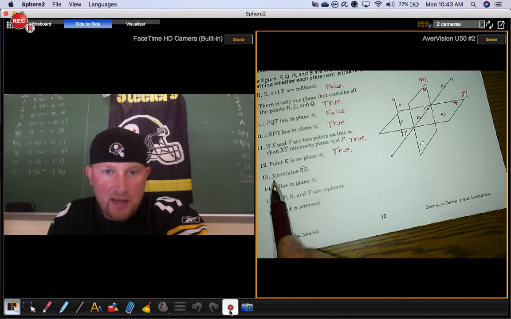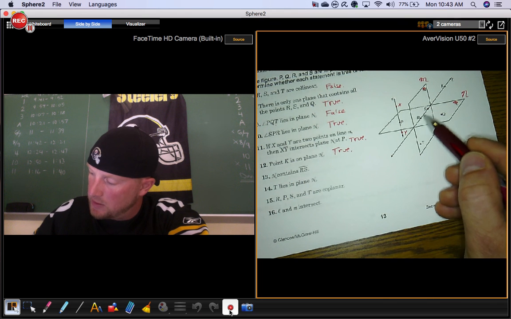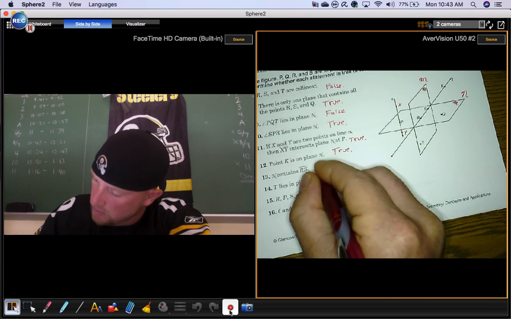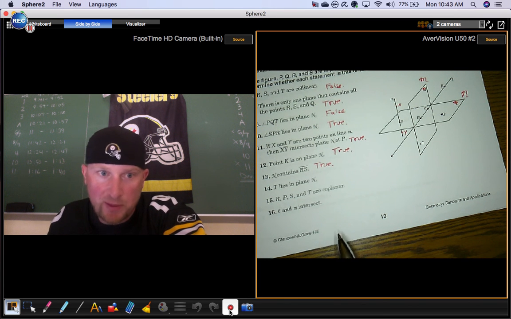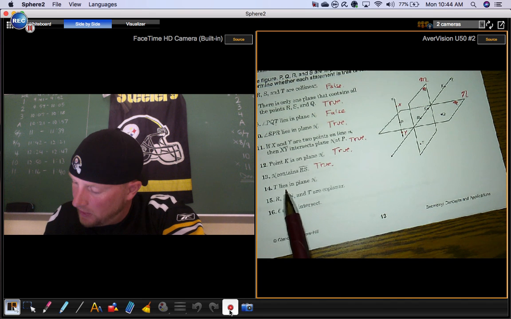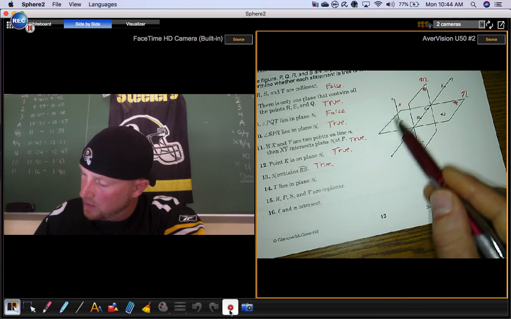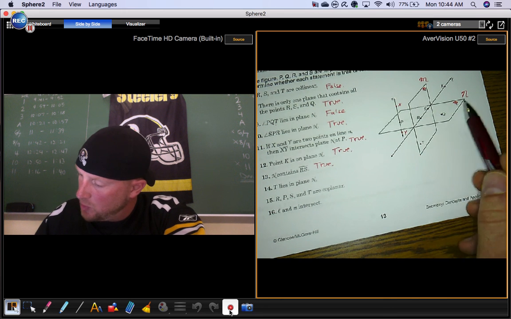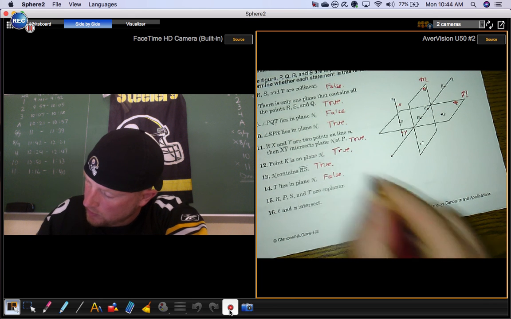This is that fancy N. It's talking about the plane. Does it contain segment RS? Absolutely it does. Both of those points are on it. So all the points in between are on it too. Number 14, point T lies in plane fancy N. So here's your plane fancy N. Does point T live on it? No, it lives below it.